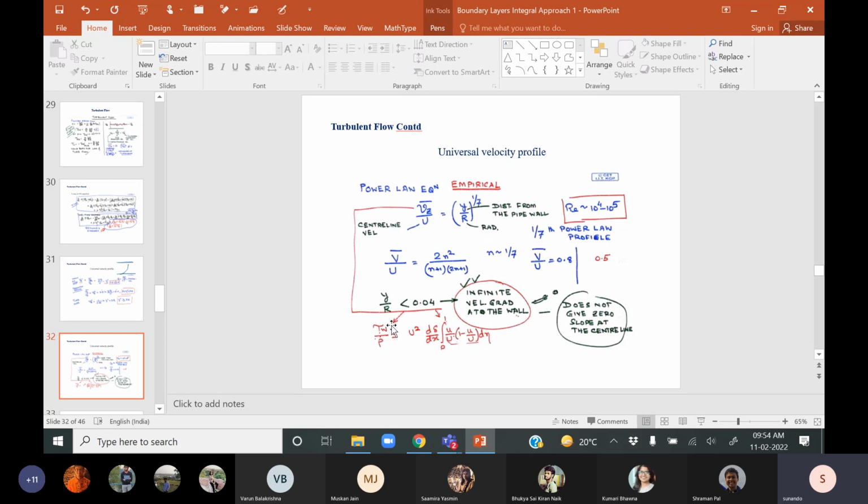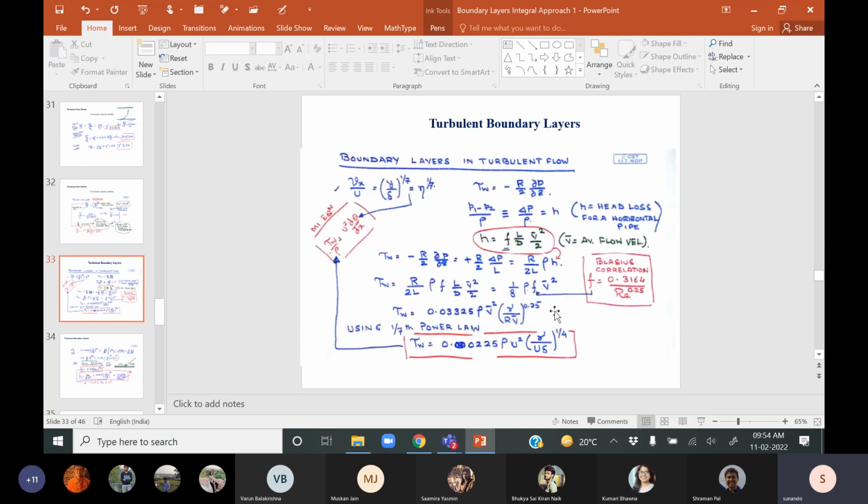So near the wall, tau w not only involves velocity, it involves the velocity gradient, which would make it even more difficult to use. So I could use the 1/7 power law inside the integral sign, but not over here. For this, I use the Blasius correlation, where we know this is the H in terms of F. F for a smooth pipe is this.